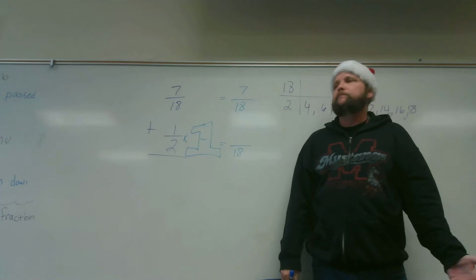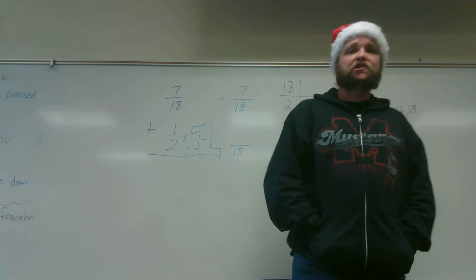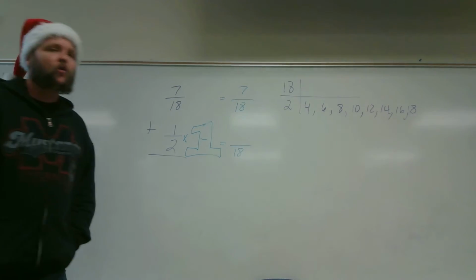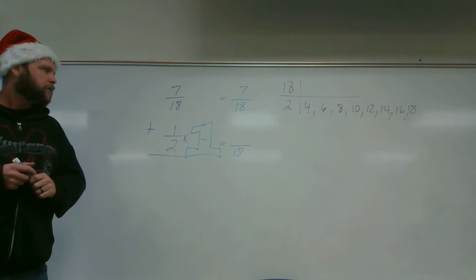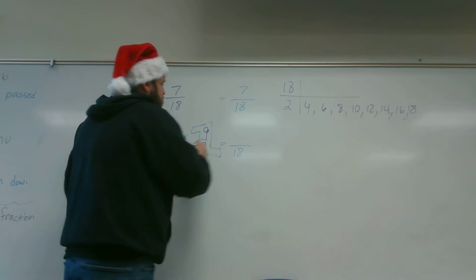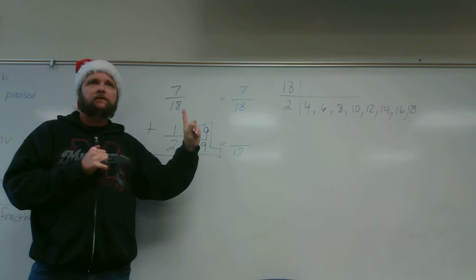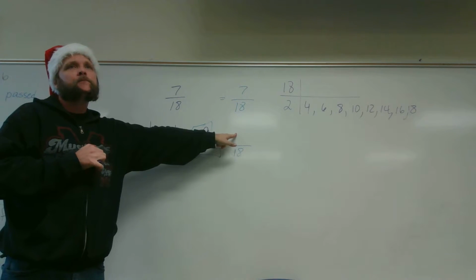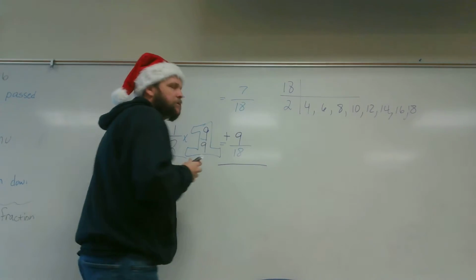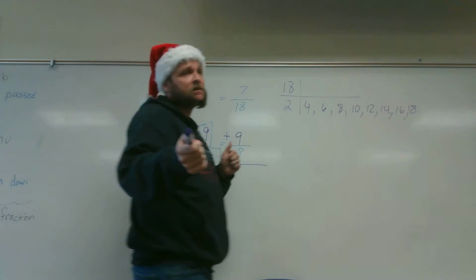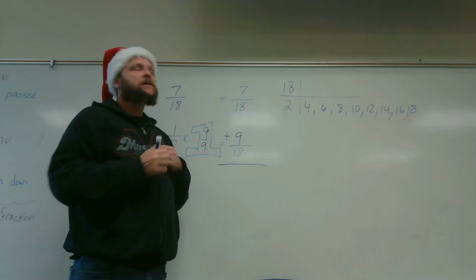I'm not changing the value. I'm just changing the way it's written. So Addison, what do I multiply by here? 9/9. Because any fraction that has the same numerator as denominator equals 1. So what's my numerator over here? 9. And it's addition. So Addison, what is 7/18 plus 9/18? 16/18.